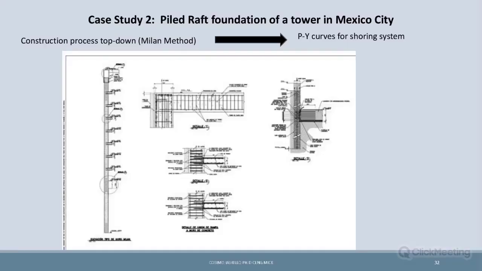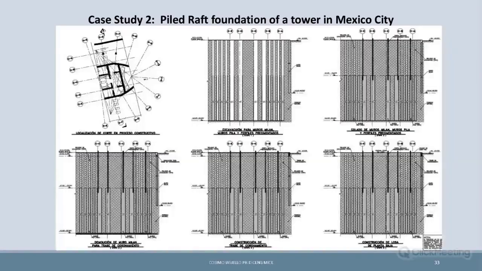So this is the construction process. The so-called Milan method is top-down. We are doing piling, and then the top slab, and while we are executing the basements, we are also executing the tower, the substructure. So our target was to model the PY curves for the piling system. In this case it is not needed to carry out a complete 3D model; a 2D model is quite good and quite easy, and also quicker to carry out.